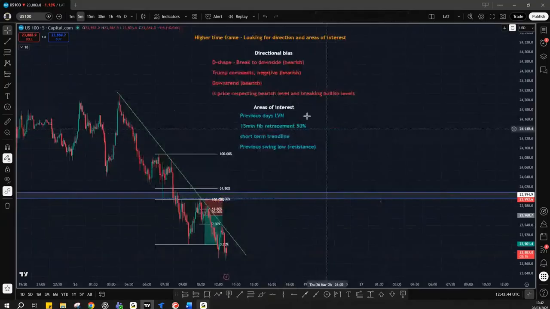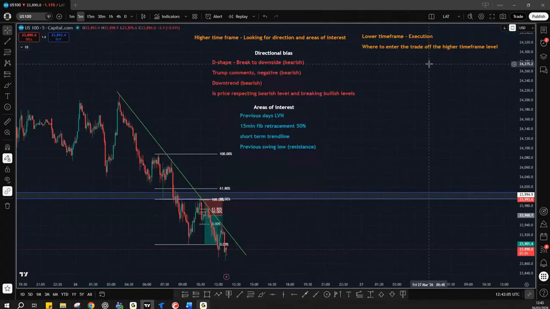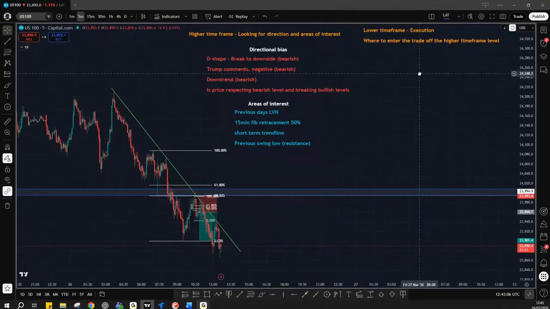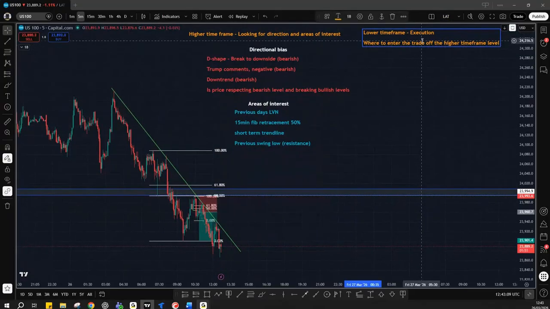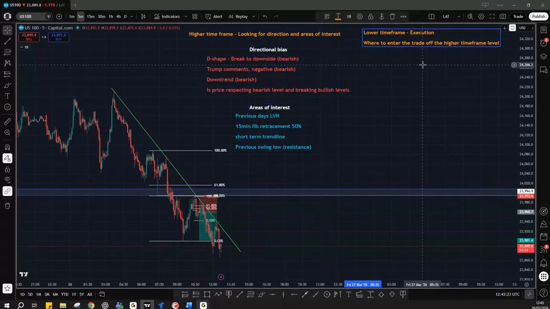All I'm then doing on the lower time frame, for me this was a 1 minute, lower time frame for execution. So where to enter the trade off the higher time frame level. So I found all the points I want to bounce off of. The lower time frame isn't going to give me much more benefit of resistance and support or directional bias because I've already got that from my higher time frame, right? It's stronger on the higher time frame. So all I'm doing now is looking for where do I actually enter this trade.